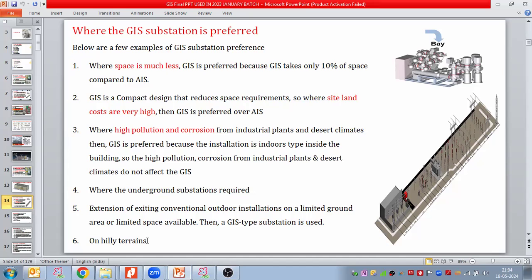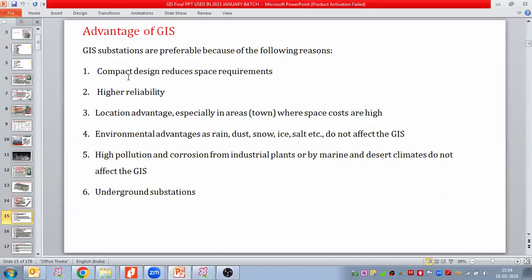In hilly areas where space is very limited, we also prefer to use GIS type substations. Let us see a few advantages and disadvantages of GIS. GIS is preferred because of the following reasons: compact design, reduced space requirement, high reliability, and location advantage, especially in town or urban areas where space is very costly. There is also an environmental advantage, as rain, dust, snow, ice and salt do not affect GIS. High pollution and corrosion from industrial plants, marine and desert climate do not affect GIS. And in projects where we require underground services, GIS is also preferred. These are the advantages of GIS.